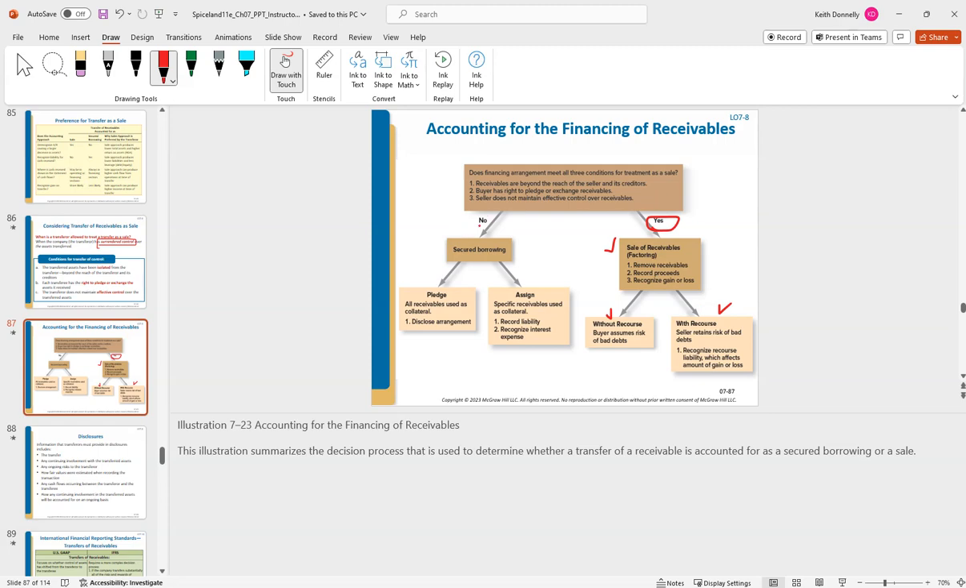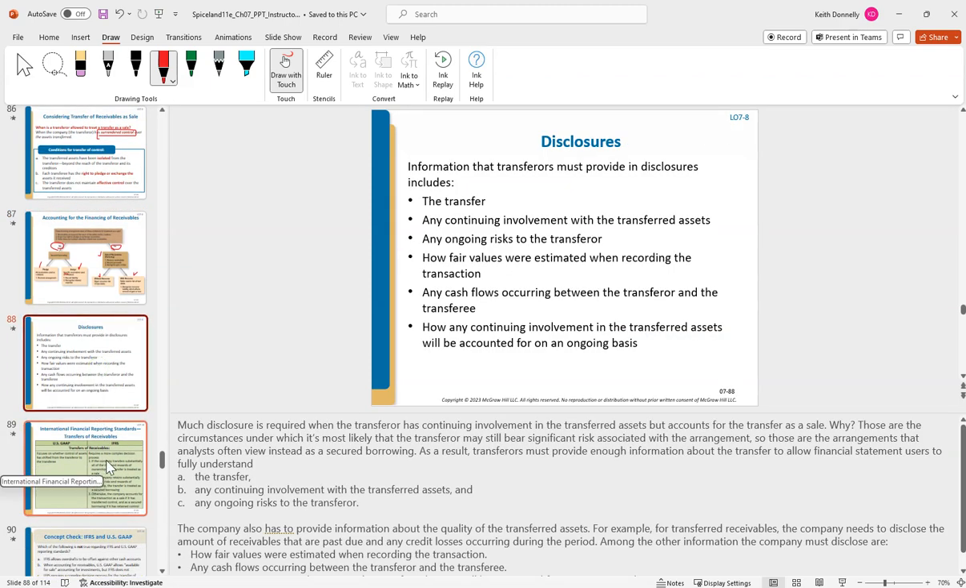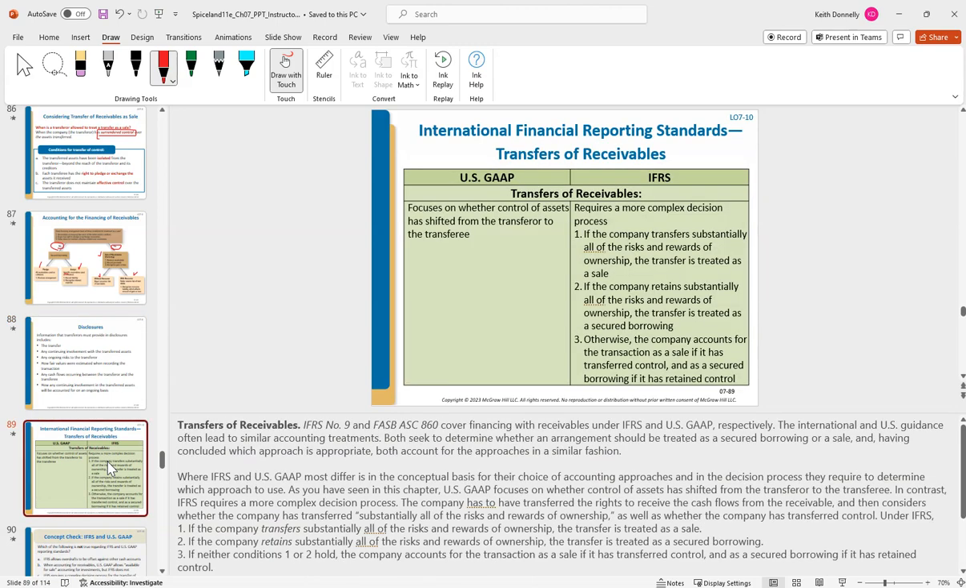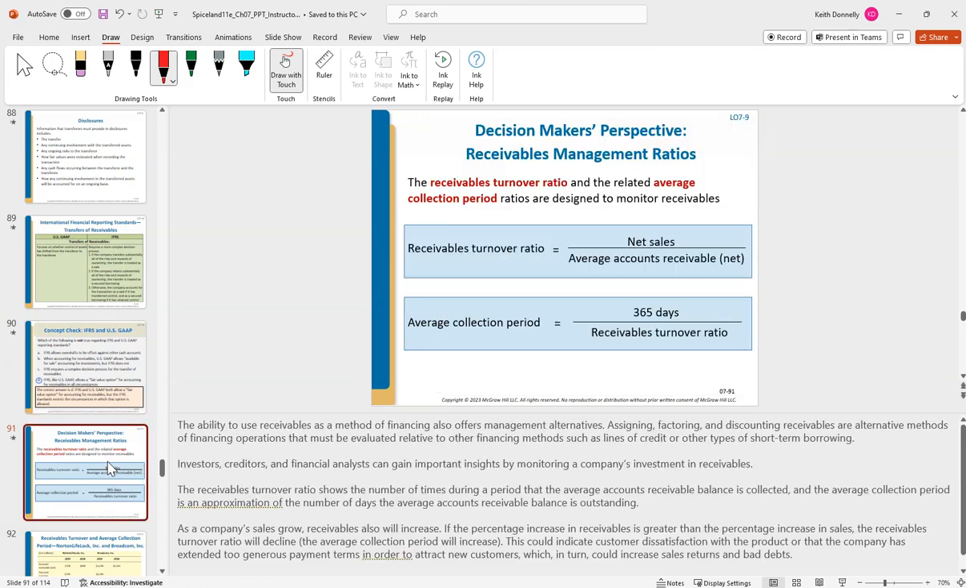On the flip side, if we don't give control, we're essentially using it as collateral, where you can pledge your receivables collectively, or you can assign specific receivables. This guy just says, whenever we have these situations, make sure you make reasonable disclosures. They have a GAAP versus IFRS thing you can check out.